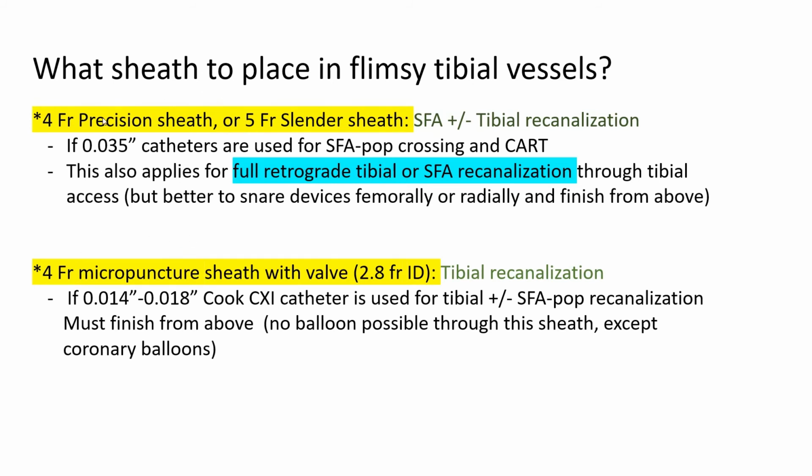For femoral, you need this larger sheath, 4 French, 5 French slender for those 0.35 devices. Try to finish from above just to avoid putting a big sheath in those tibials and injuring those vessels. By the way, even for SFA, you can use that micropuncture sheath and try to use a 0.18 inch system to recanalize the SFA.